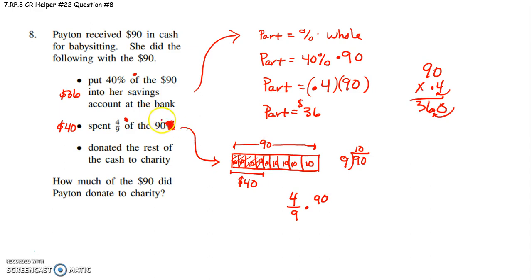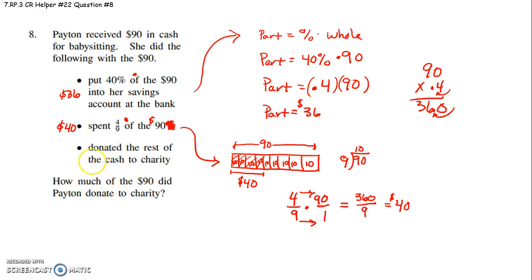I don't think that means percent. I think that means $90. Had that been a percent sign, it would have been a very different problem. I believe that means $90. Multiply straight across the top, straight across the bottom. 4 times 90 is 360. 360 divided by 9 gets us to the $40. So either way, either a tape diagram or just multiply 4/9 by 90. She's going to donate the rest to charity.